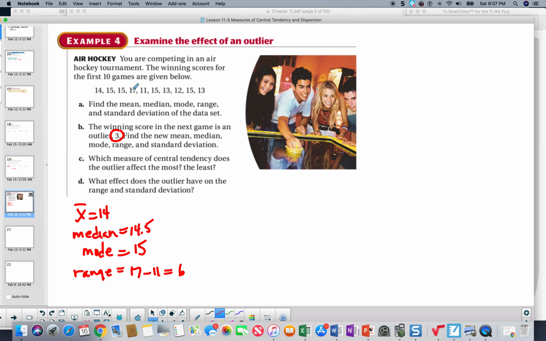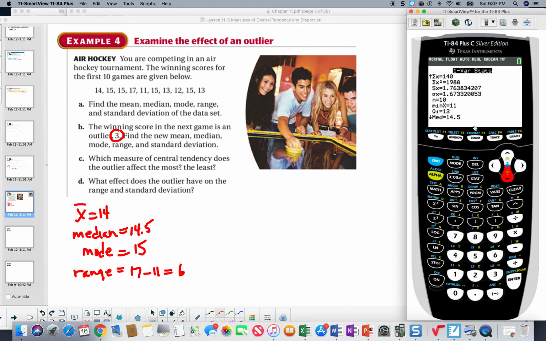So I add a 3. You can see 3 is much different from the other. So let's go ahead and go to stat, enter. And I'm going to go to my list 3 and I'm going to add another data piece. And I'm going to add the number 3. Enter. Okay, and then I'm going to do second quit. And I'm going to run my stats on list 3 again. I'm going to press enter.